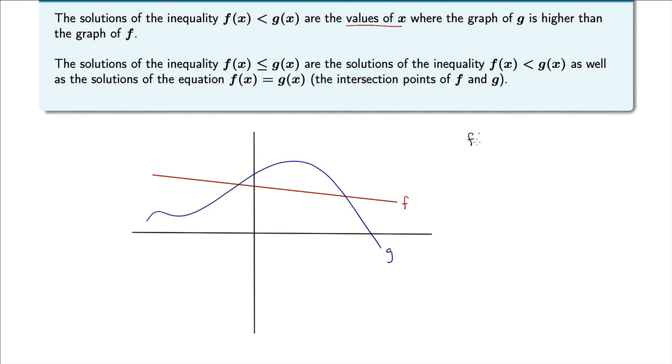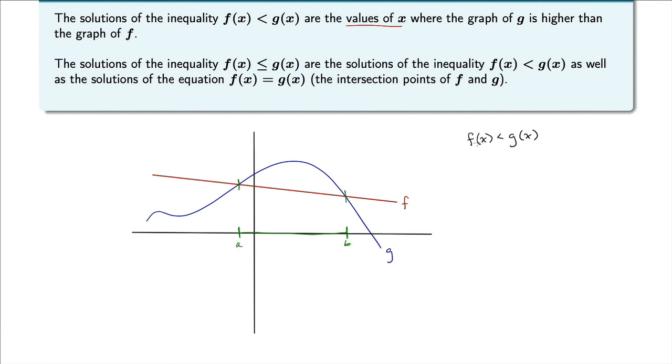If we were solving the inequality f of x is less than g of x, we're just looking for where the graph of g is higher than f, or where f is lower. And we see that that happens right here on this interval from this point to this point, from there all the way through there. Whatever these numbers are, we'll call this a and b.